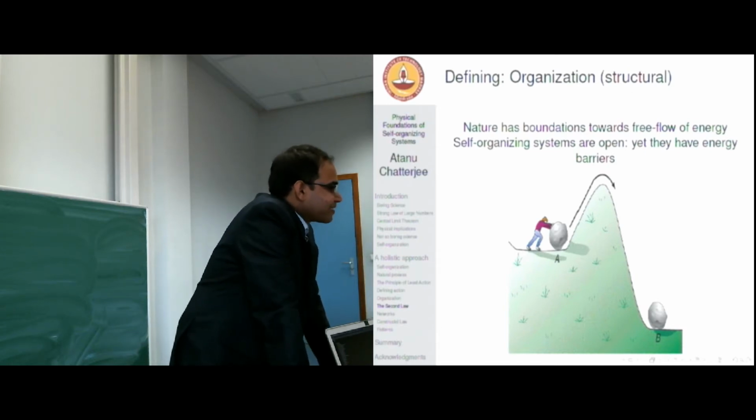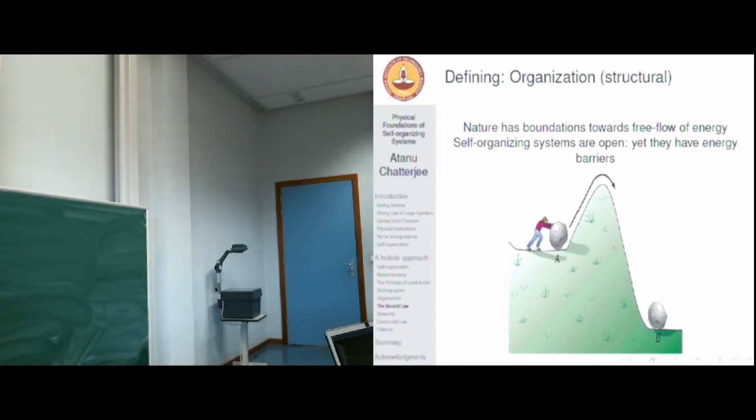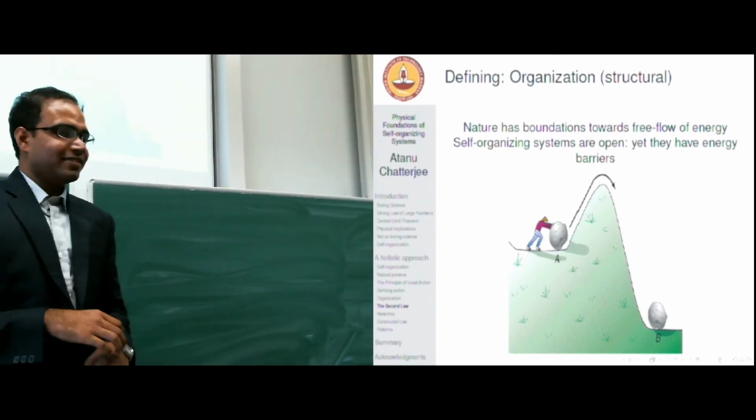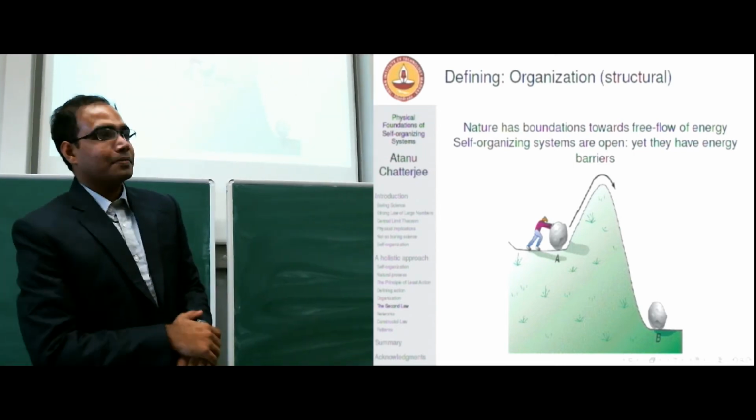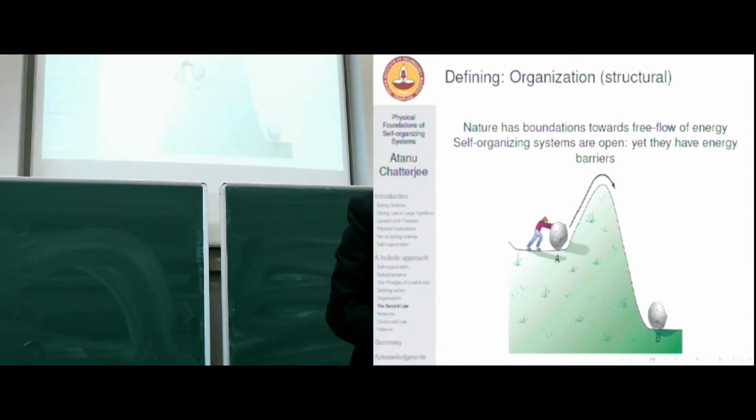What is order? We don't have a definition. We are trying to find out. This is a big problem because we don't have specific definitions. You can think of order in this situation we are talking about.